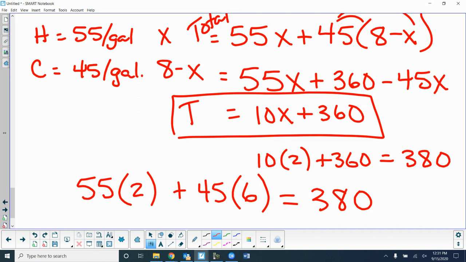It's one that I got from the book. That's what they were wanting you to do. And then plug the 2 in for x there to find the 380 instead of doing the 2 and the 6 there. But either way is correct, so I would give you credit. Okay? Questions on that? All right. Halfway done.